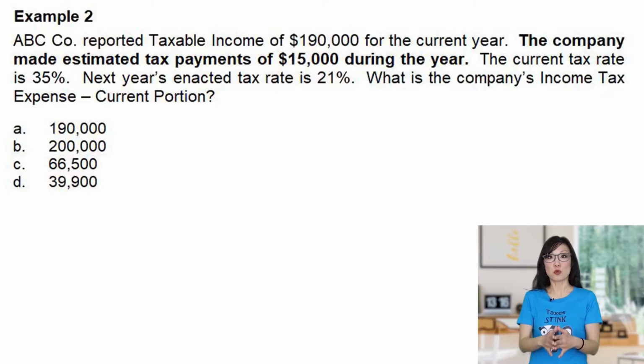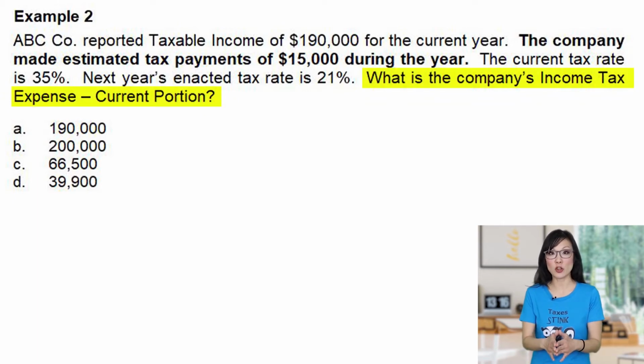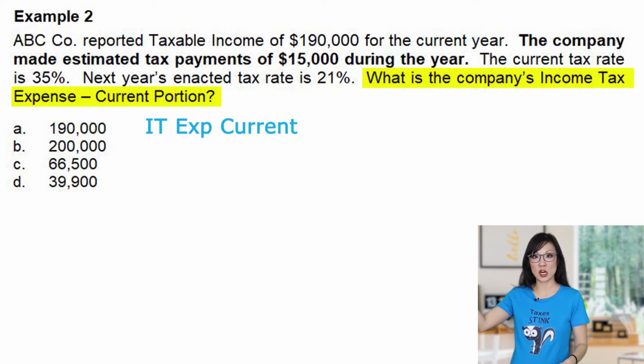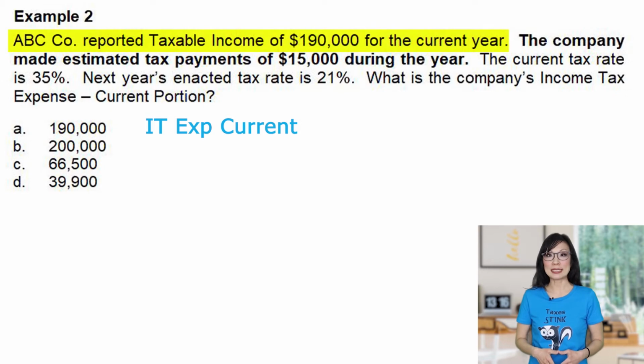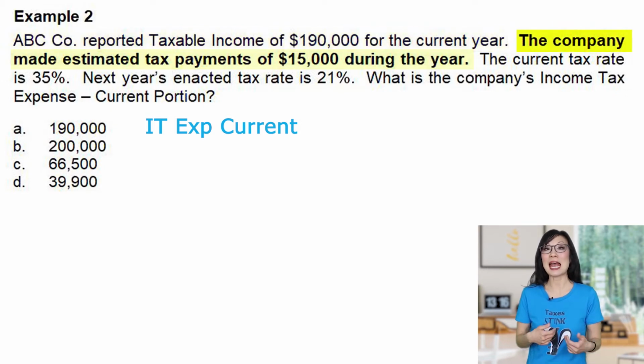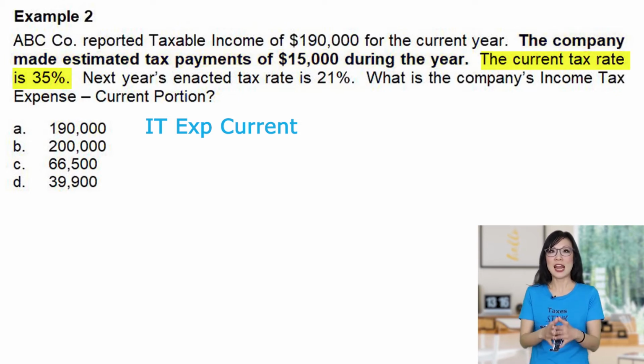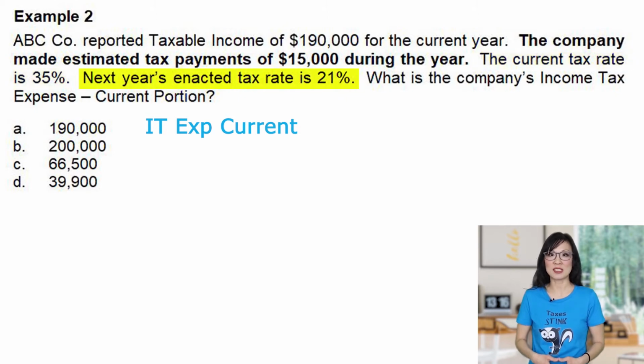Let's add in some estimated tax payments. First, read the question and note what's being asked. Here the problem asks, what is the company's income tax expense current portion? Once again, on your board, write IT expense current. Now let's read the rest of the prompt. ABC Co. reported taxable income of $190,000 for the current year. The company made estimated tax payments of $15,000 during the year. The current tax rate is 35%. Next year's enacted tax rate is 21%.